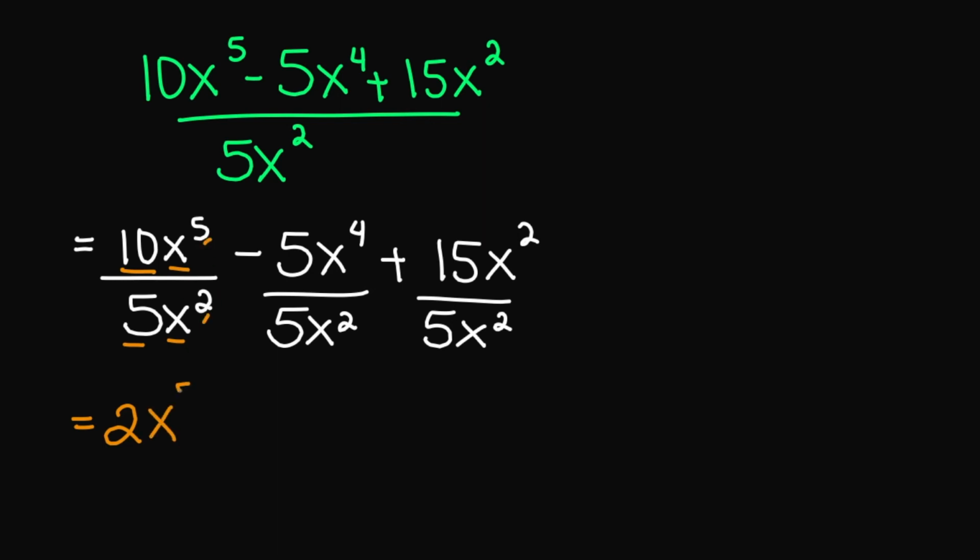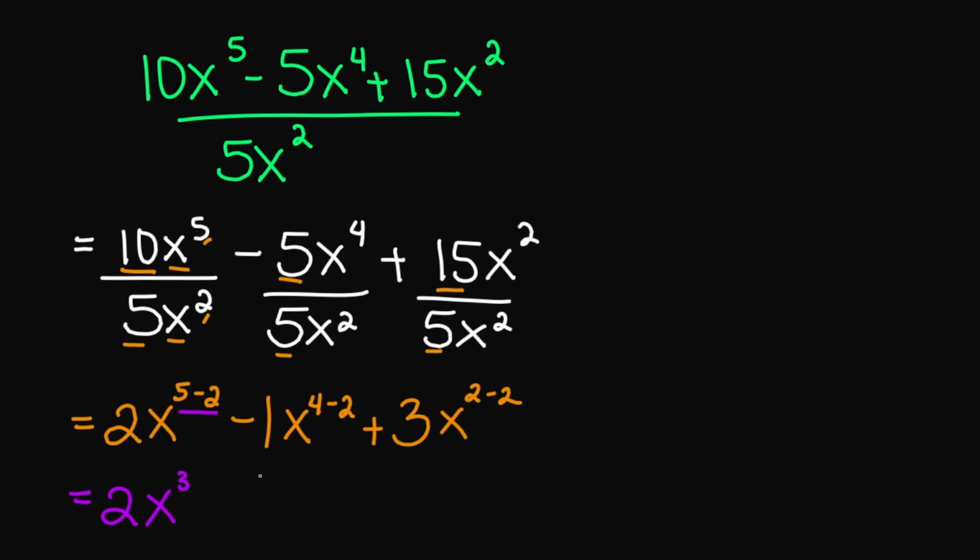I'm dividing with the same base, so I need to subtract my exponents. So we have x to the 5 minus 2. 5 divided by 5 is 1, and then we have x to the fourth minus 2. And then here we have 15 divided by 5, which is going to equal 3, and then you have x to the 2 minus 2. So we have 2x cubed, because 5 minus 2 is 3, minus 1x, because 4 minus 2 is 2, plus 3x to the 0 power, because 2 minus 2 is 0. And remember, anything to the 0 power is going to equal 1.